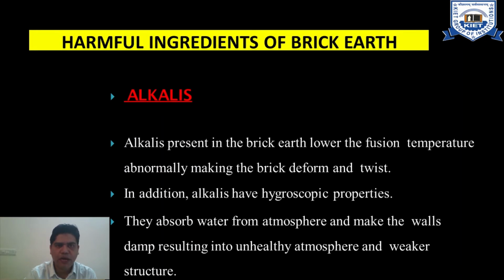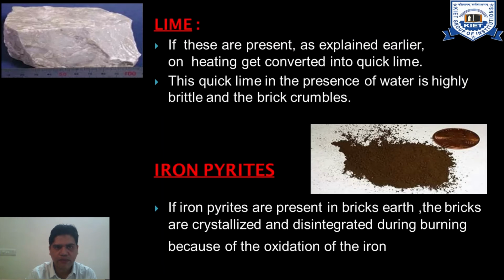Now coming on to the harmful ingredients of brick earth, the first component is alkalis. Alkalis present in the brick earth lower the fusion temperature abnormally, making the brick deform and twist. In addition, alkalis have hygroscopic properties. They absorb water from the atmosphere and make the walls damp, resulting in an unhealthy atmosphere and weaker structure. These alkalis also cause the phenomenon of efflorescence, which is a defect in brickwork.